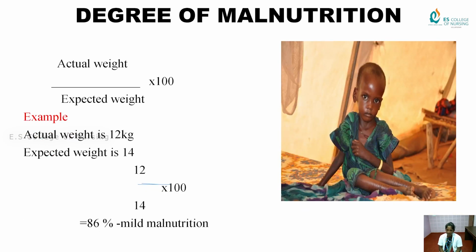Here I have given an example for the degree of malnutrition calculation: actual weight divided by expected weight times 100. Actual weight is 12 kg and expected weight is 14 kg. So 12 divided by 14 multiplied by 100 comes to 86%. The baby comes under mild malnutrition.